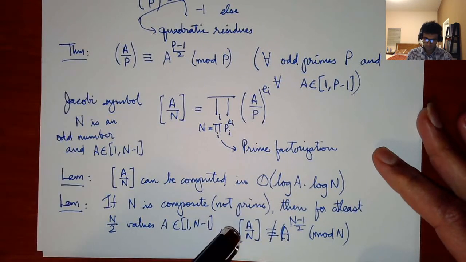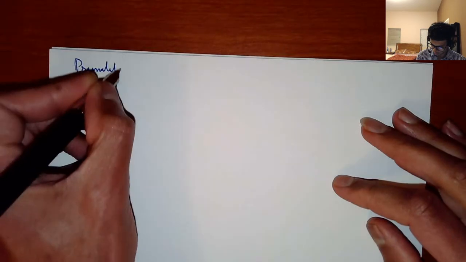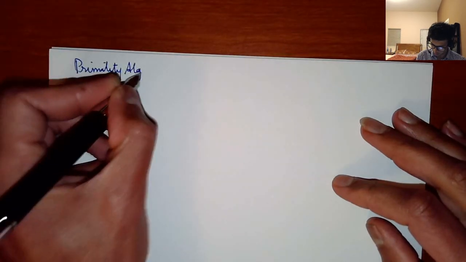So if we choose random values of A, then, supposing n is composite, each of them has no more than a 50% chance that the test will lie to us. Exactly. So now I'm going to write down what the primality test is. This is called the Solovay-Strassen primality algorithm. So here is the primality algorithm. The input is n.